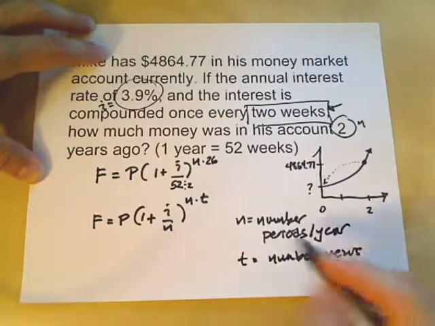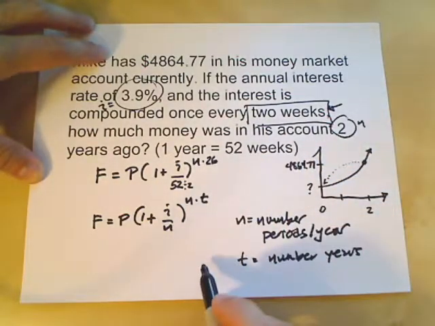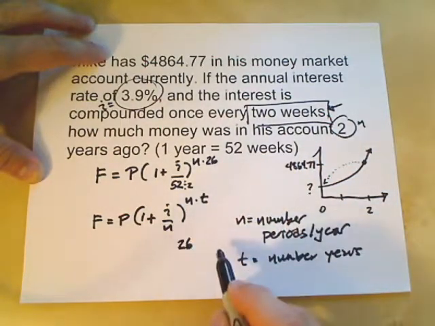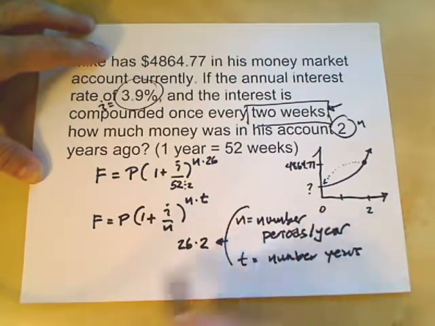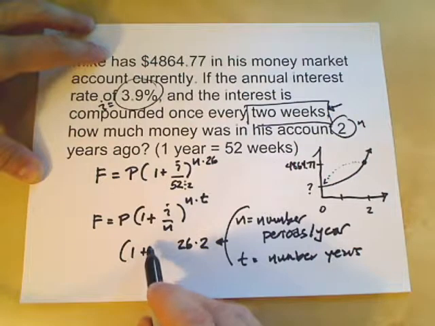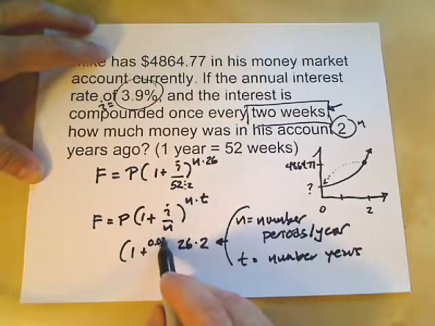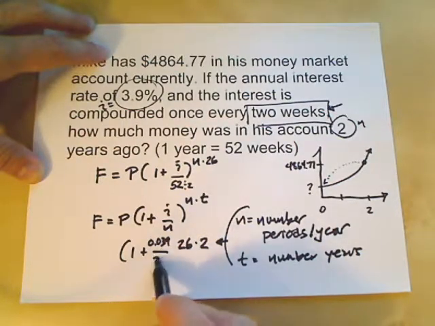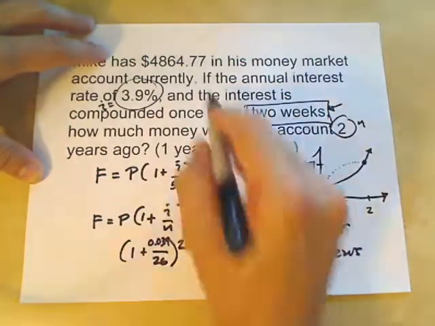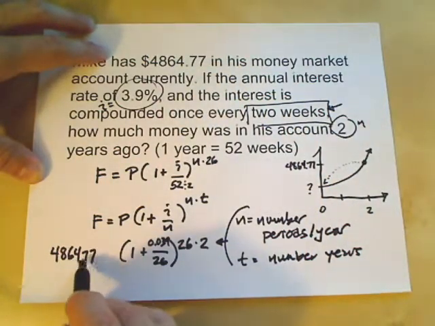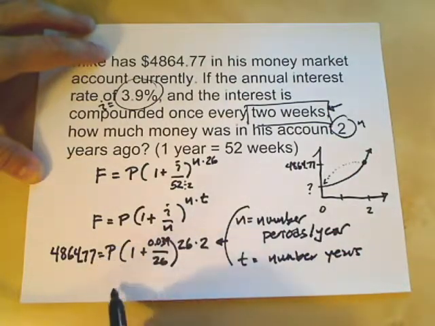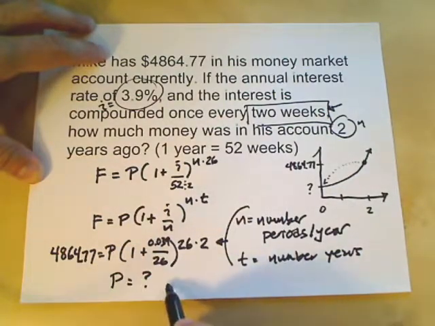So you're beginning to see how this works. We would put in 26 compounding periods a year times 2 years, (1 plus 0.039 divided by 26). 4,864.77 is his future value. What is P? Put your answer in the response.